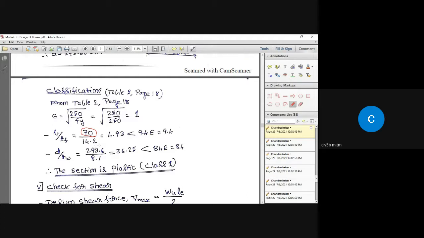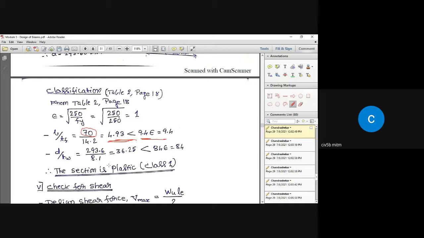So the value we got is 4.93. Again, compare this value from the table to check whether the flange is plastic, compact, or semi-compact. So by comparing that value, the flange section is plastic.